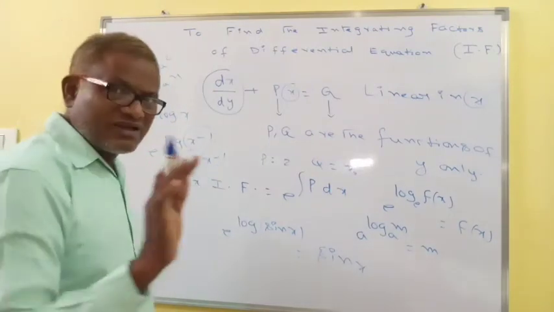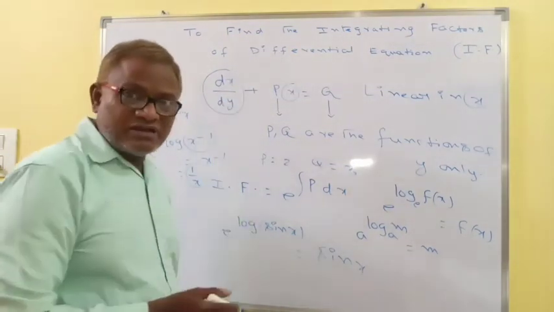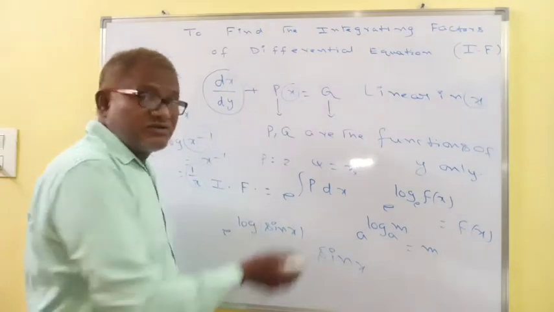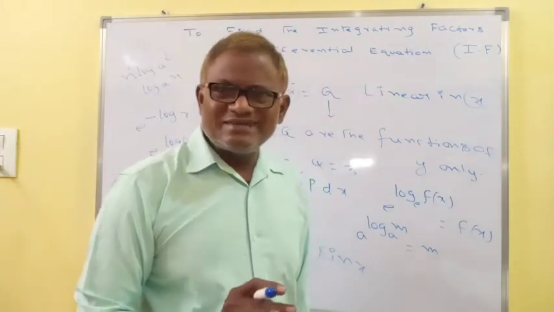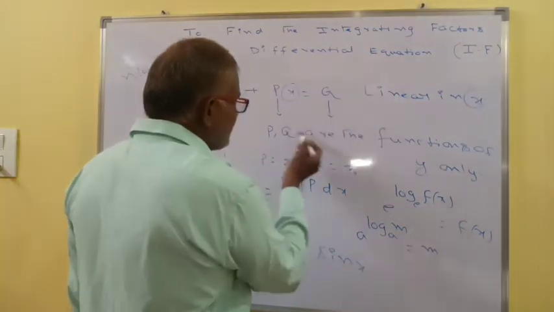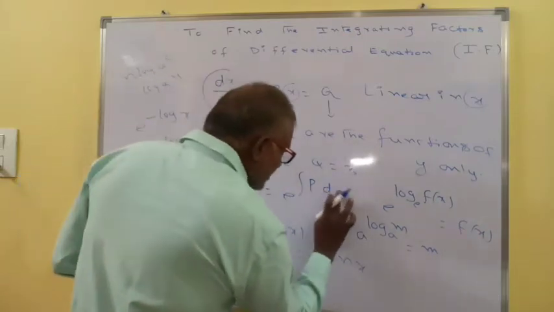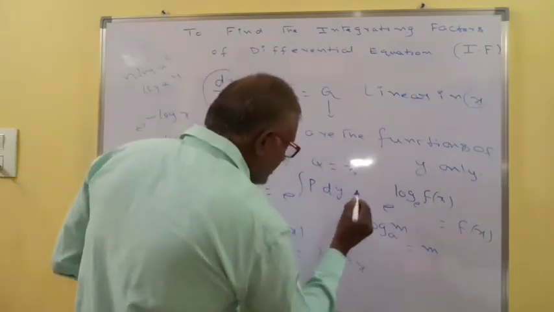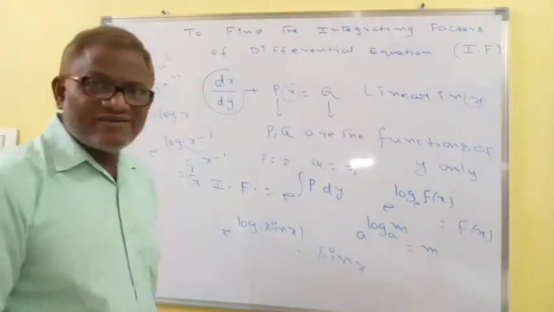Are you clear about this one? If the equation is dx by dy plus px is equal to q, this is nothing but a linear differential equation in x. Here p and q are functions of y only. Now in this case, IF is equal to e power integral p dy, you have to integrate with respect to y.